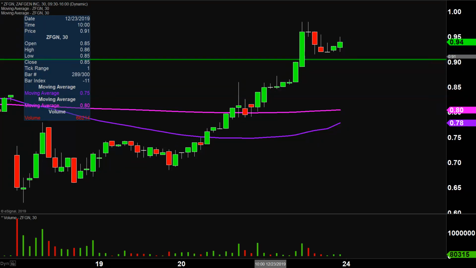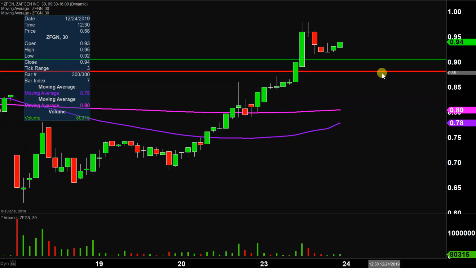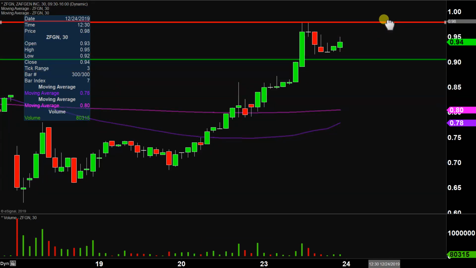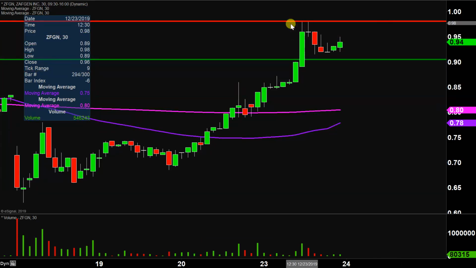What about levels of resistance moving forward? Nothing fancy or complicated here. The party finally stopped today right up there at 98 cents. So 98 will be public enemy number one going forward.